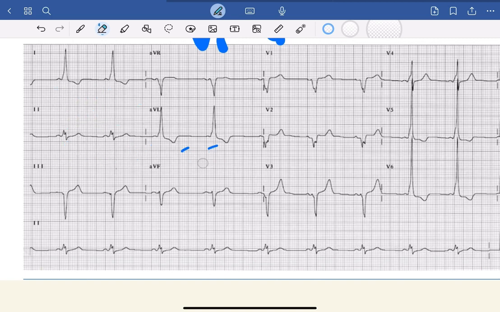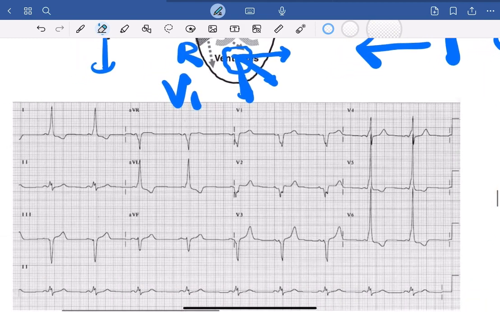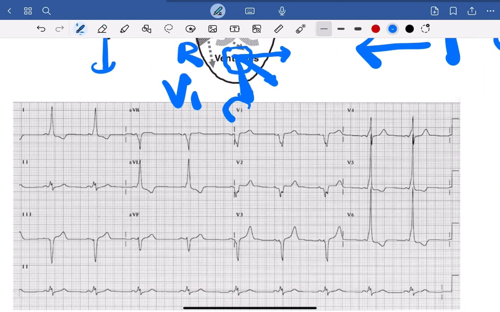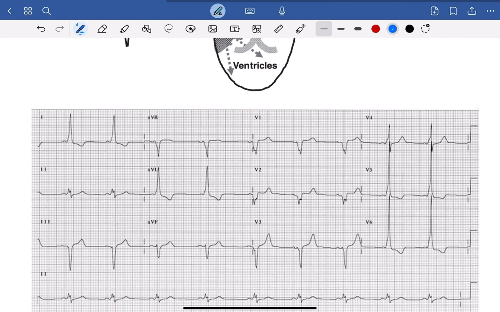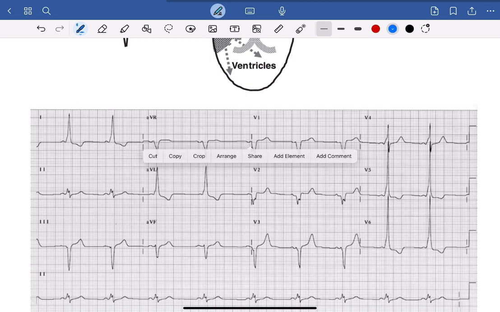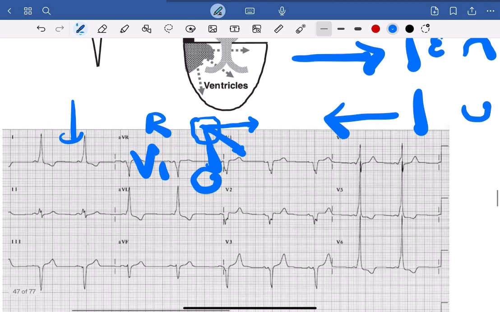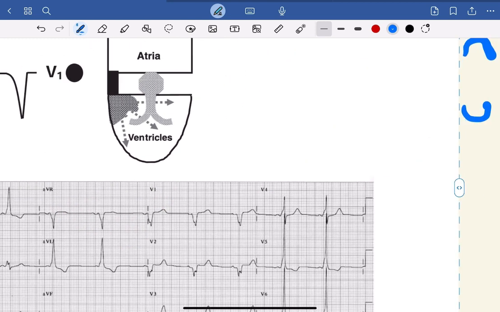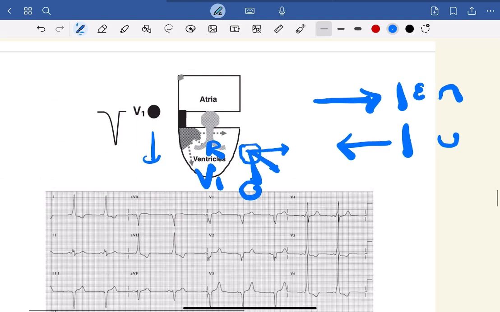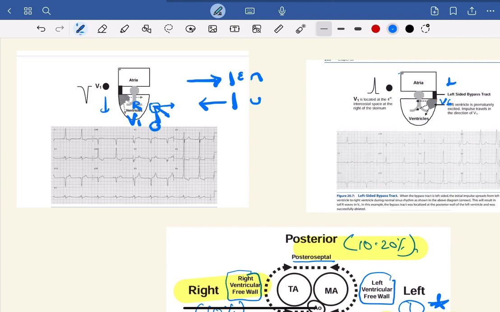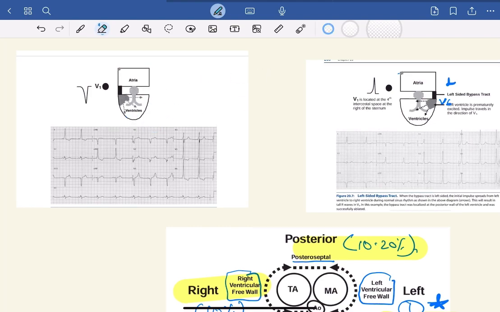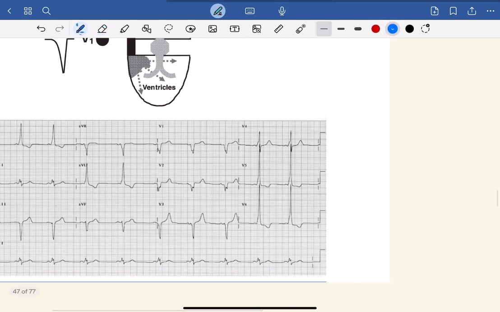Once you diagnose WPW syndrome, you have to localize the bypass tract. For that, you have to first see lead V1. In lead V1, the delta waves are negative. So that means the current is going away from the V1, that is, to the right side. So this bypass tract is present on the right side.